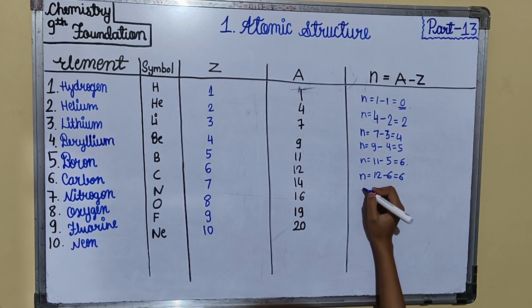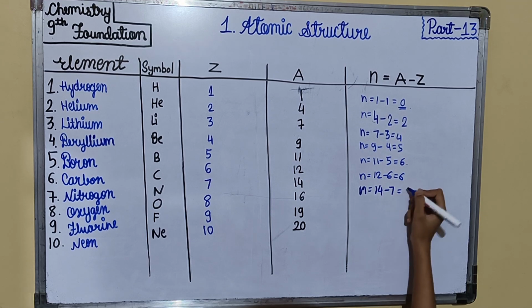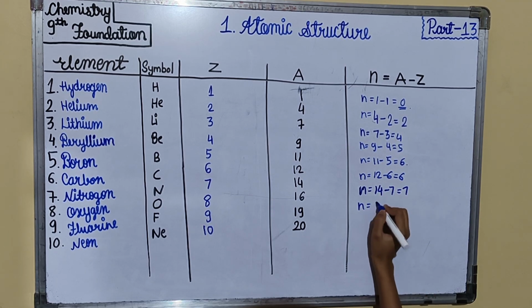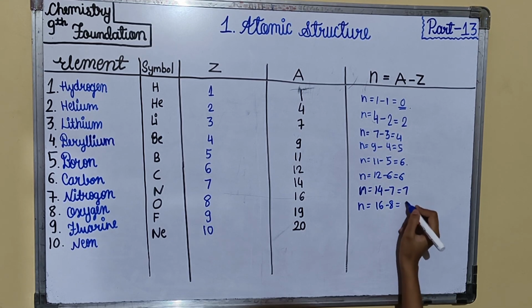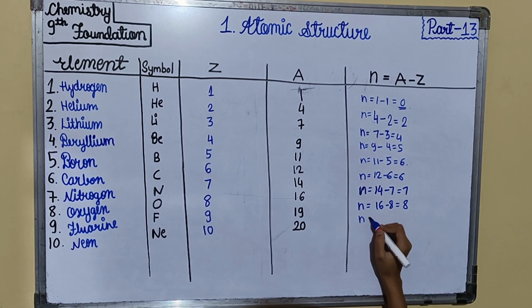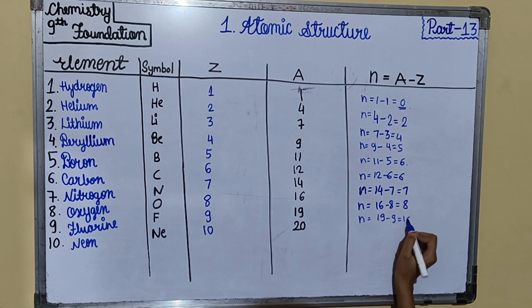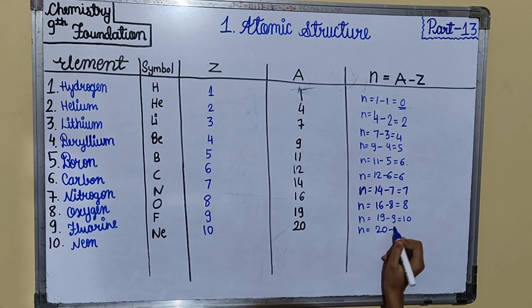Then neutrons of nitrogen is 14 minus 7, that is 7. Neutrons of oxygen is 16 minus 8, that is 8. Neutrons of fluorine is 19 minus 9, that is 10. Neutrons of neon is 20 minus 10, that is 10.